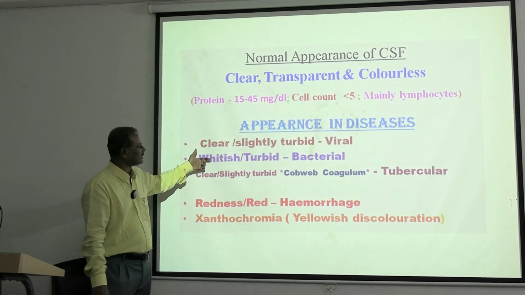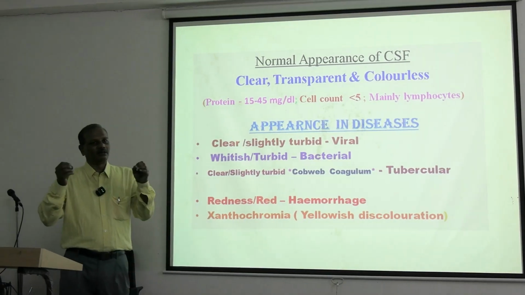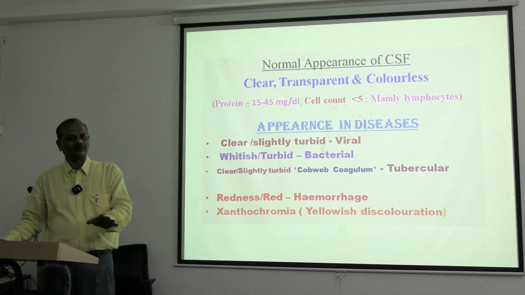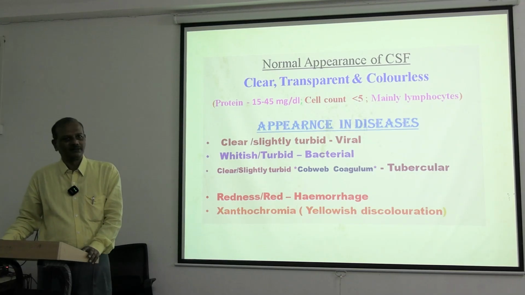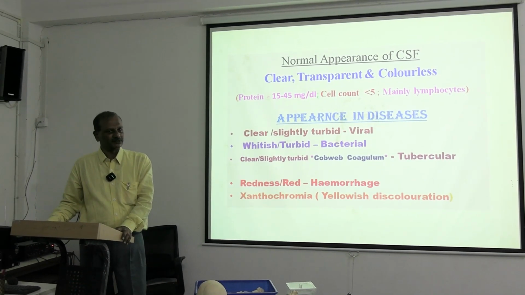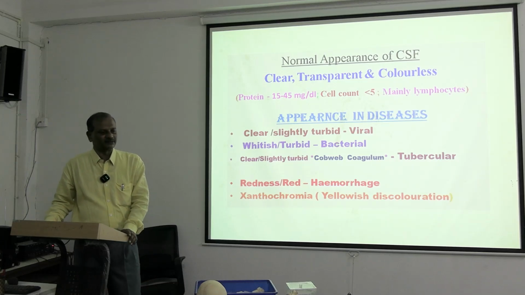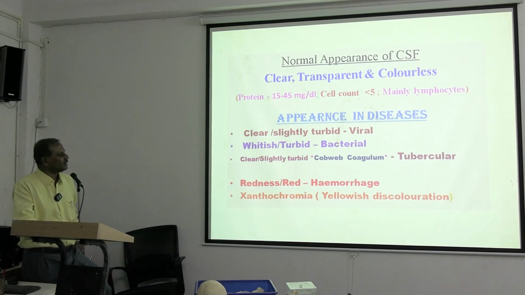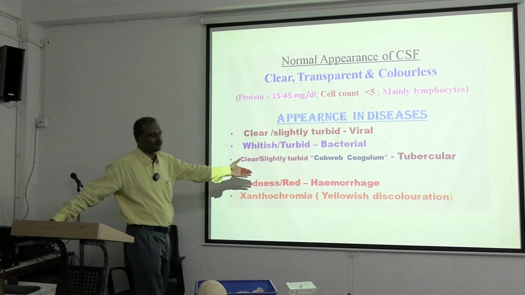If it is a turbid one, there is no need to ask anybody what type of meningitis it is. It can be frank pus also. If the infection is very severe, you will diagnose that it is a bacterial meningitis. A slightly turbid one is tubercular. Redness, if it is there, can be hemorrhage.